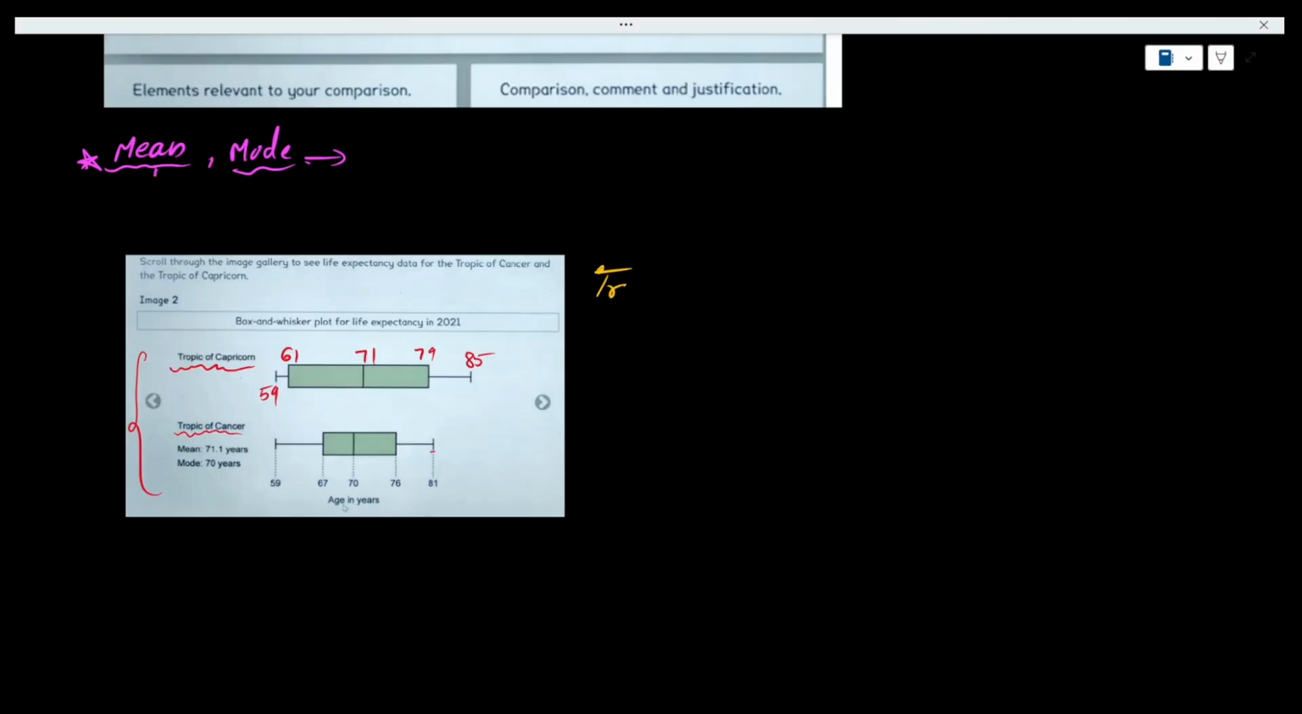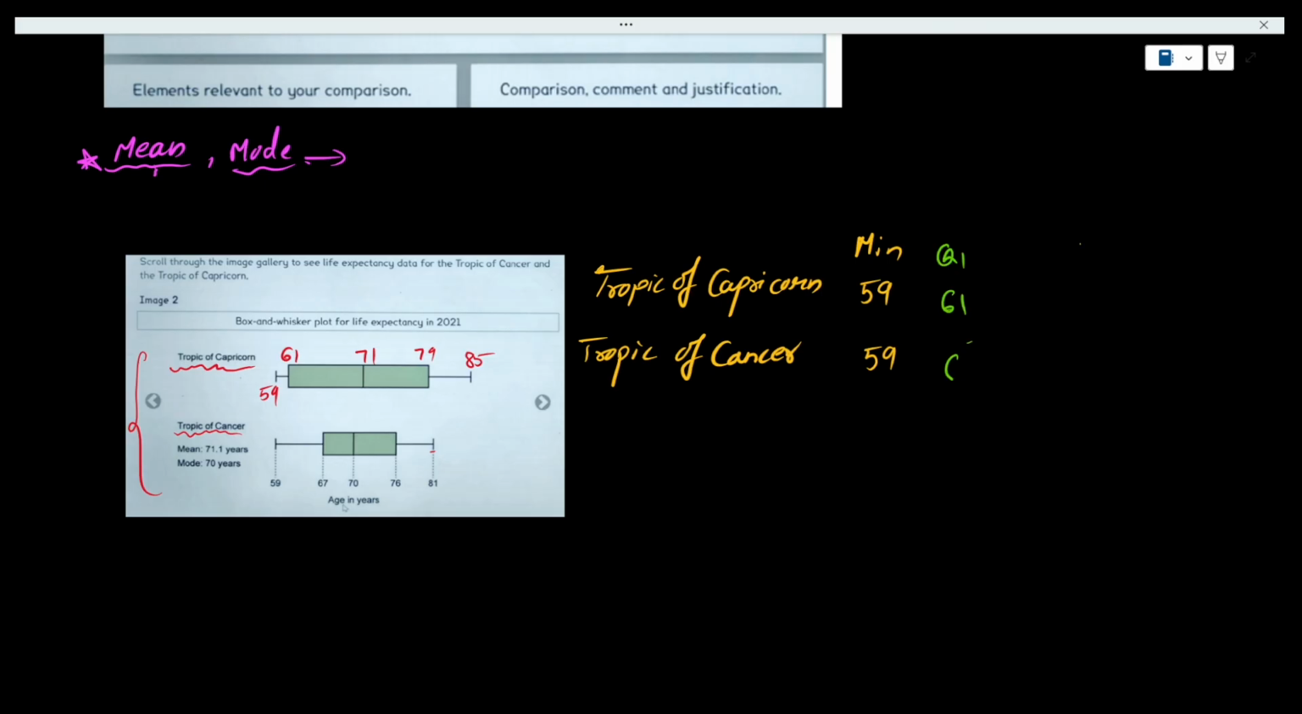This is Tropic of Capricorn first, and this is Tropic of Cancer. Now, if I'm taking these two, first you compare the minimum age. If you see the minimum age, all the 11 countries here have a minimum life expectancy of 59 years. As the first quartile, it is 61 years here, but 67 years there.